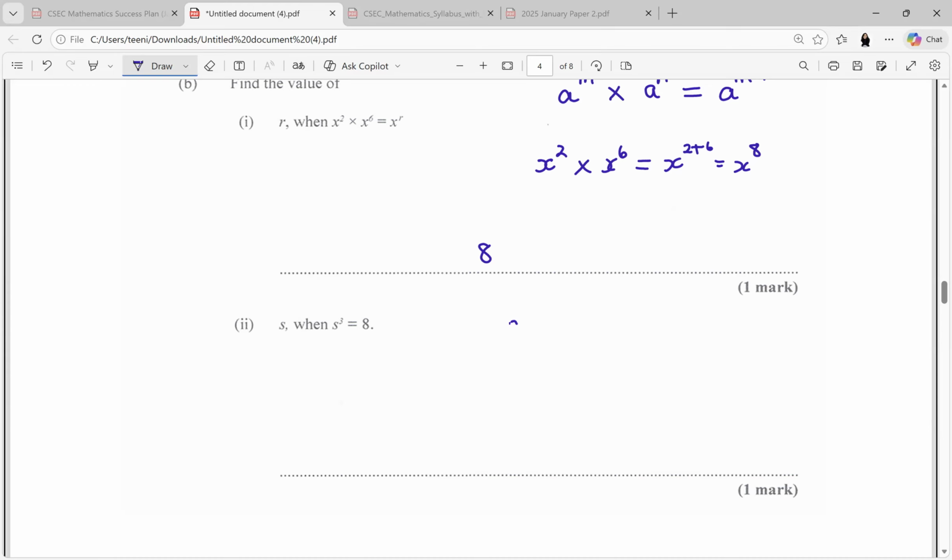Well, if s cubed is equal to 8, then s will be the cube root of 8, right? Just like if you had s squared is equal to 4, then s would be the square root of 4. So to find what s is, you do the opposite. Same thing, if you had s to the power of 4 is equal to, I don't know, 64, then s would be the fourth root of 64. So what's the cube root of 8?